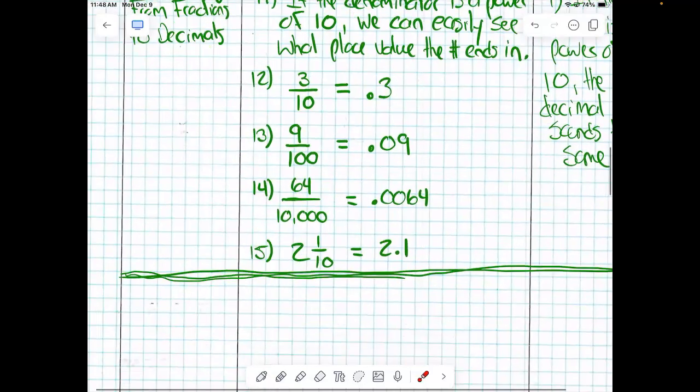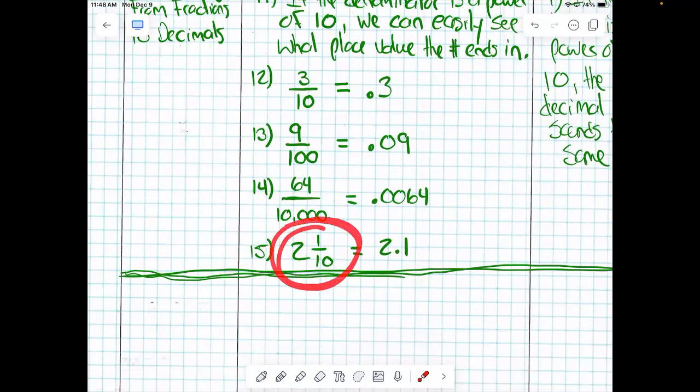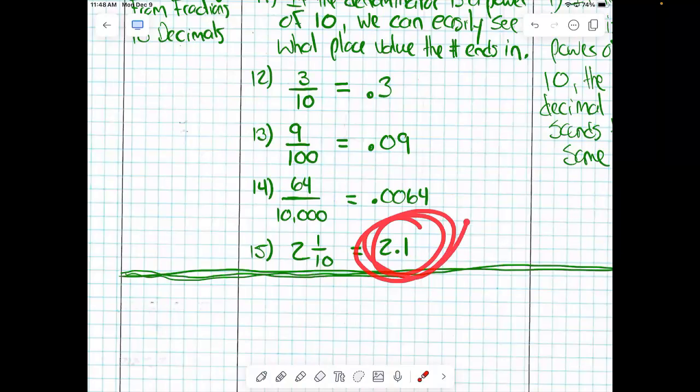Yes. This is a mixed number. The mixed number is 2 and 1/10. Again, the fraction has a power of 10 in the denominator, yeah? Yeah. So say this on the count of 3 again. 1, 2, 3. 2 and 1/10.